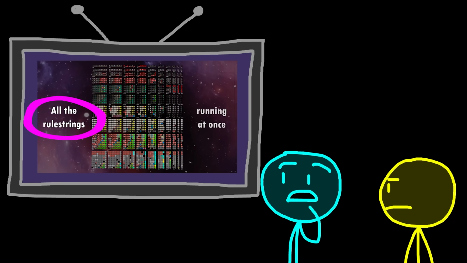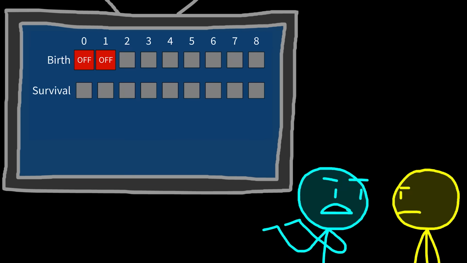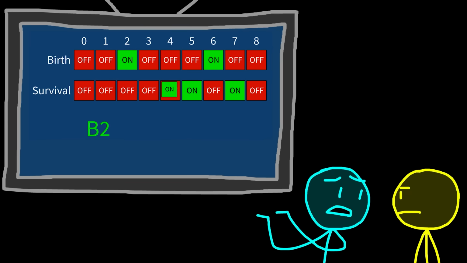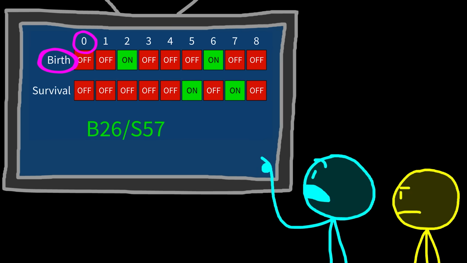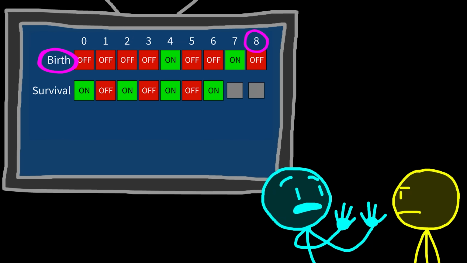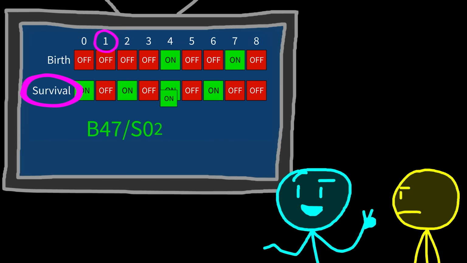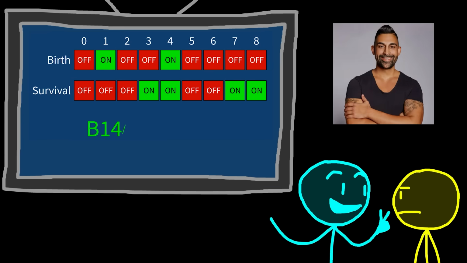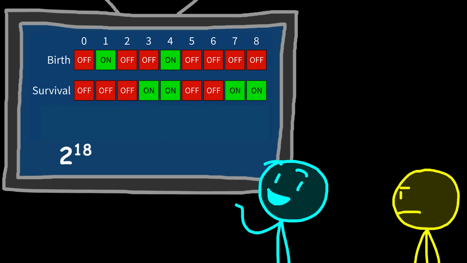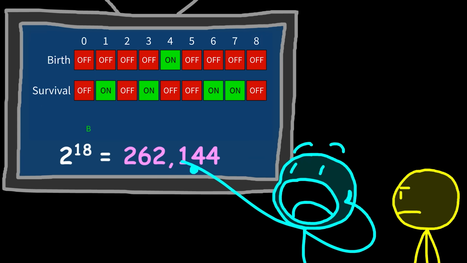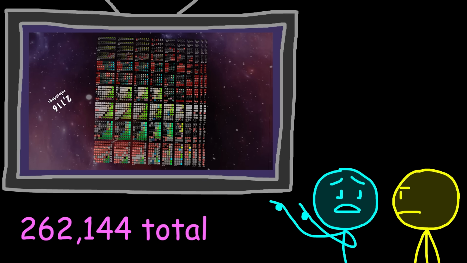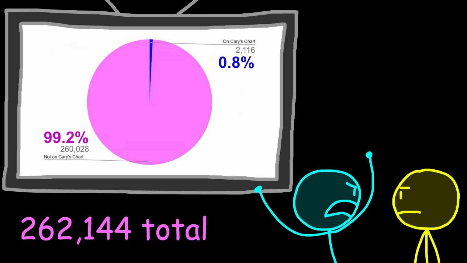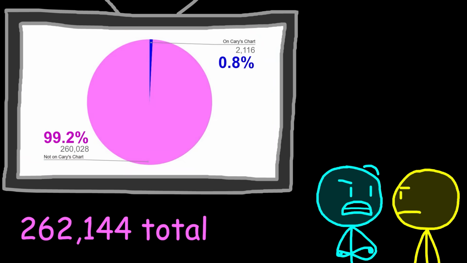Okay, that's great and all, but you got something wrong. What? No, I didn't. You got something wrong. When you zoomed out, you said that was all the possible rule strings, but how many is that? I don't know. Why is that relevant? Well, look at the TV I conveniently placed behind us. In each universe, you could be birthed with 0 neighbors, or 1 neighbor, or 2 neighbors, etc. up to 8. You could also survive with 0 neighbors, or 1, or 2, etc. up to 8. So you see, there's 18 possible neighbor conditions, each with 2 possible choices. That gives us a grand total of 2 to the power of 18, or 262,144 lifelike universes. In your zoomed out view, we only saw 2,116. That's less than 1% of what you promised. Care to explain? Not really.